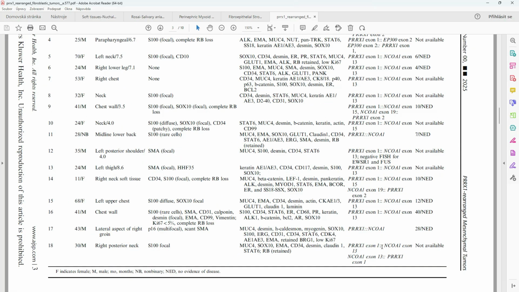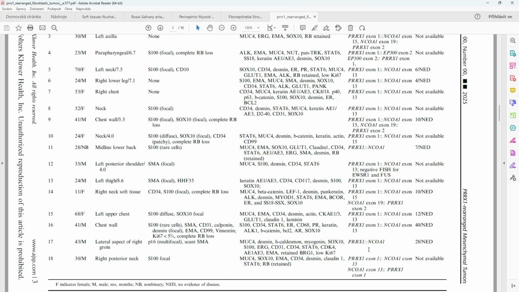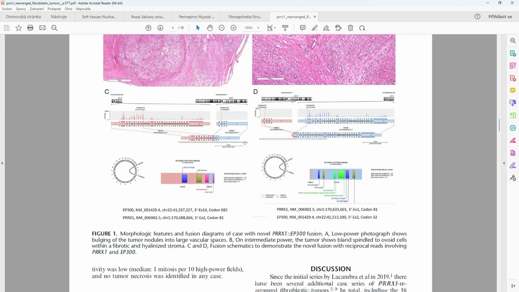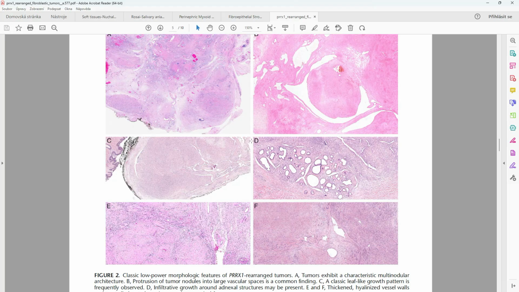And so these tumors are completely benign. They're more often in younger patients, and they are in superficial soft tissues, typically some extremities or shoulders, trunk sometimes. And the morphology is quite uniform. You can see on low power these cleft-like spaces. Sometimes parts of the tumor protrude into the vessels. You can also sometimes see infiltrative growth around adnexal structures.